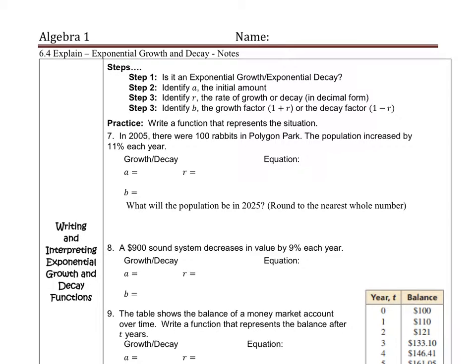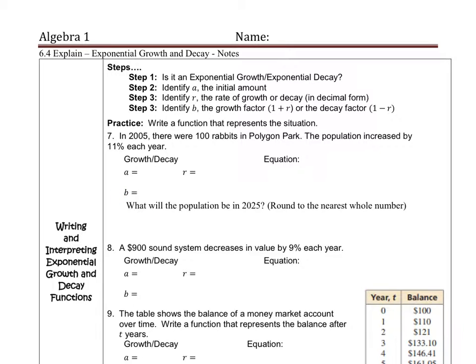Okay, welcome back to part 2 of the video. So now we're going to start looking at real life situations and figuring out the exponential growth or decay function based on the information given. Biggest thing you got to remember as you're doing this is that your B value is either 1 plus your rate or 1 minus your rate, depending on if you are growing or decaying.